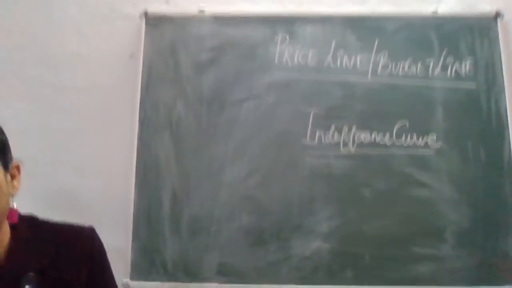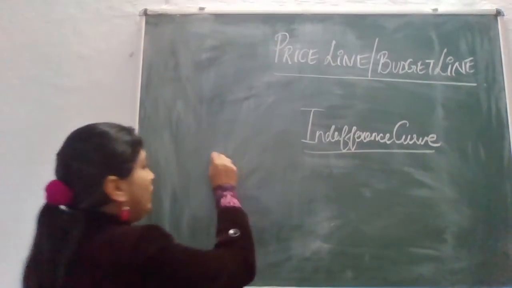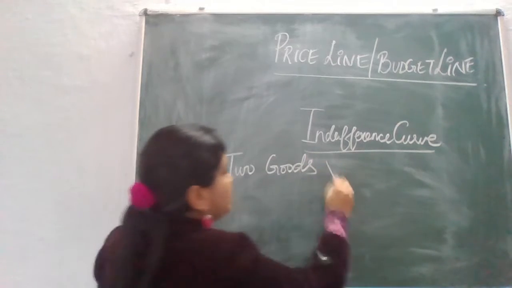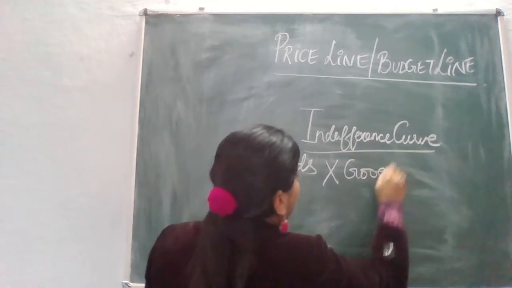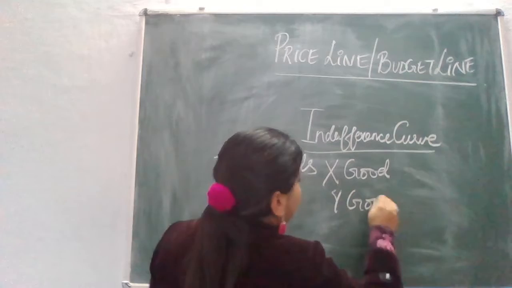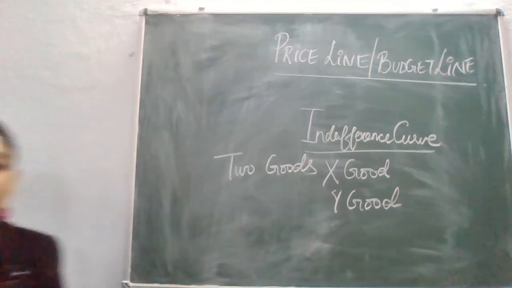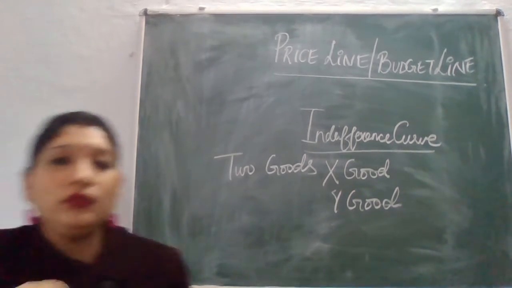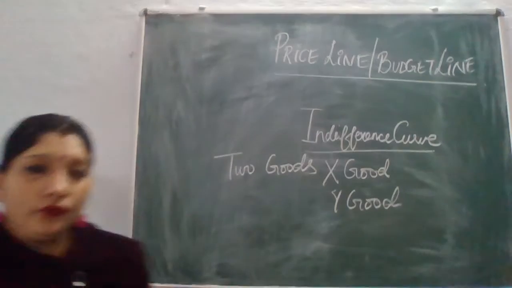Price line and budget line is, you can say, one of the most important concepts of the indifference curve. Price line shows various combinations of two goods. Suppose we are having two goods, X good and Y good. So price line shows various combinations of two goods which the consumer can purchase given the price of the commodity and the income of the consumer.